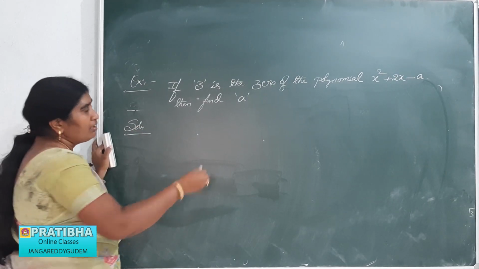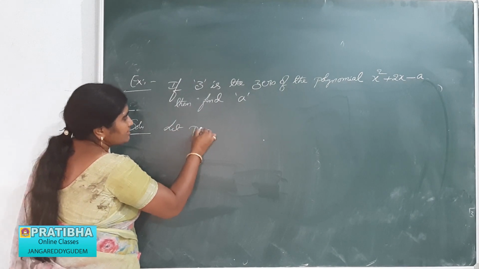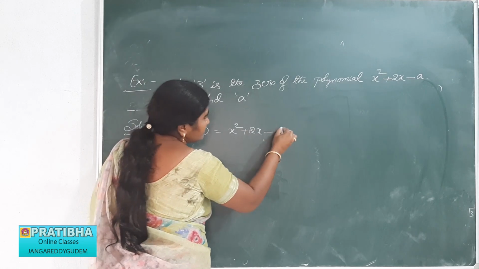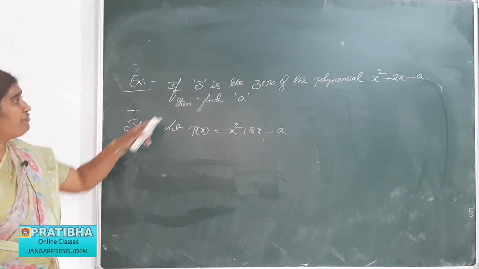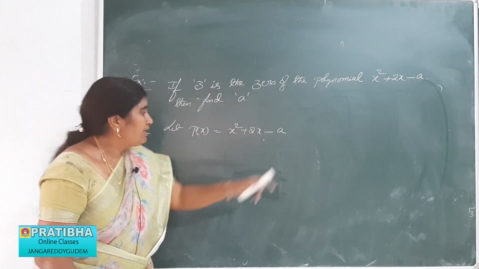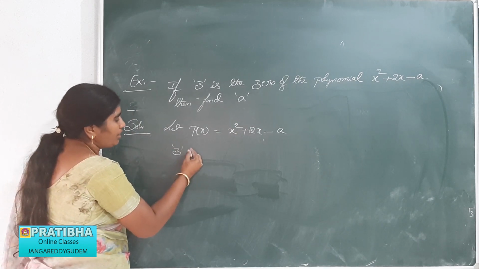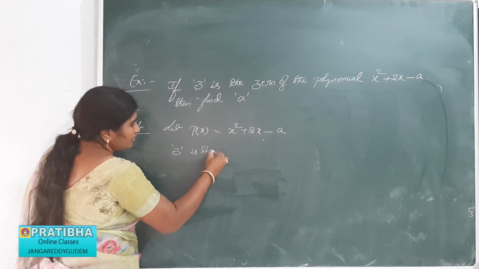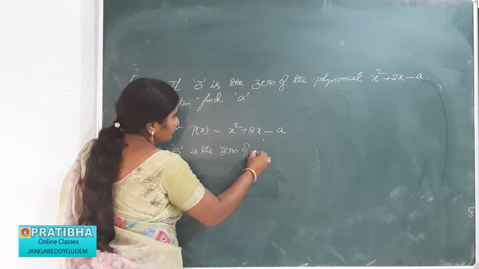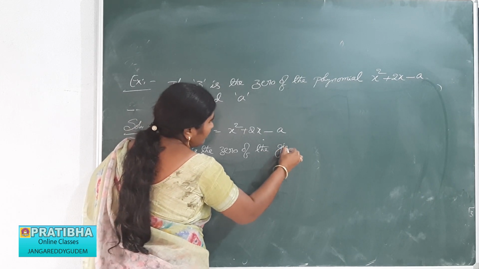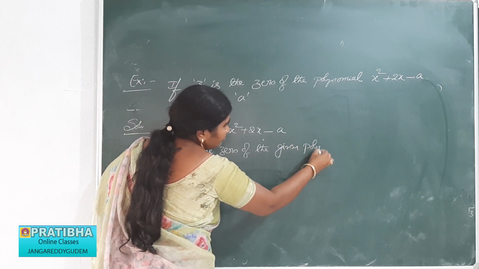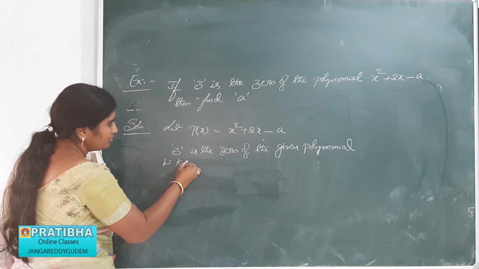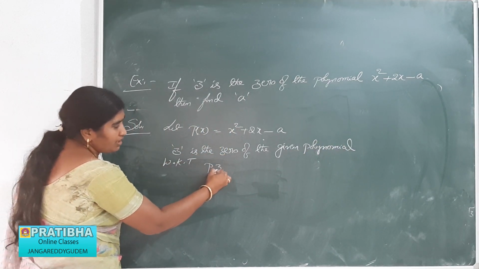Solution. Let p of x equal to x square plus 2x minus a. If 3 is the 0 of the given polynomial, we know that p of 3 equal to 0.